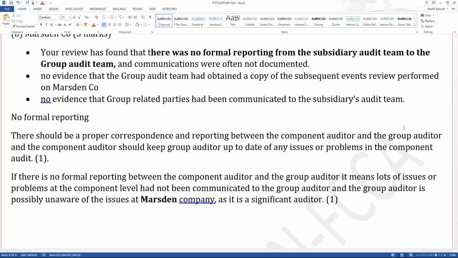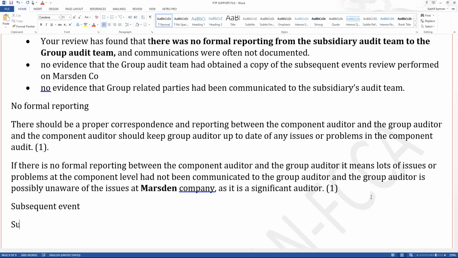The next, no evidence that the group audit team had obtained a copy of subsequent events. So the next heading will become subsequent events. You tell the examiner there has been no evidence that the group audit team had obtained a copy of subsequent event review performed on Marsden company.